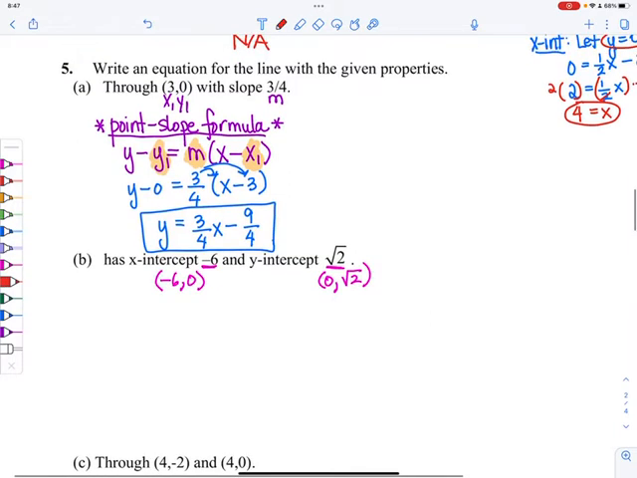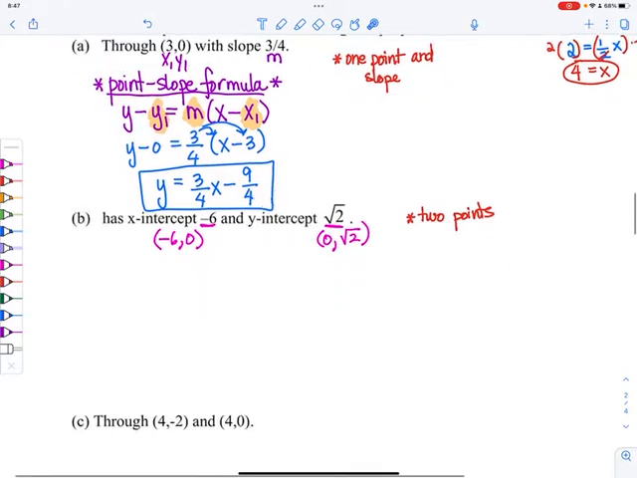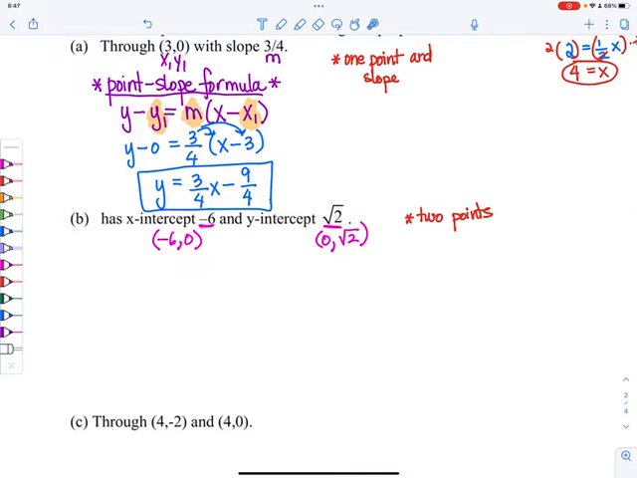For the previous problem, notice that we were given 1 point and a slope. On this problem, we were given 2 points. So how are we going to handle this? When we were given 1 point and a slope, we used the point-slope formula. What are we going to do if we've been given 2 points? Well, first, we're going to find the slope. If you're given 2 points, the first thing you will need to do is find the slope between those 2 points.